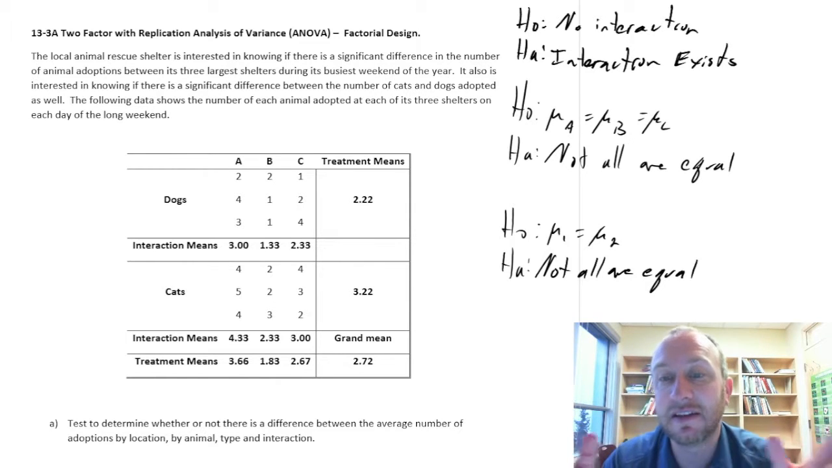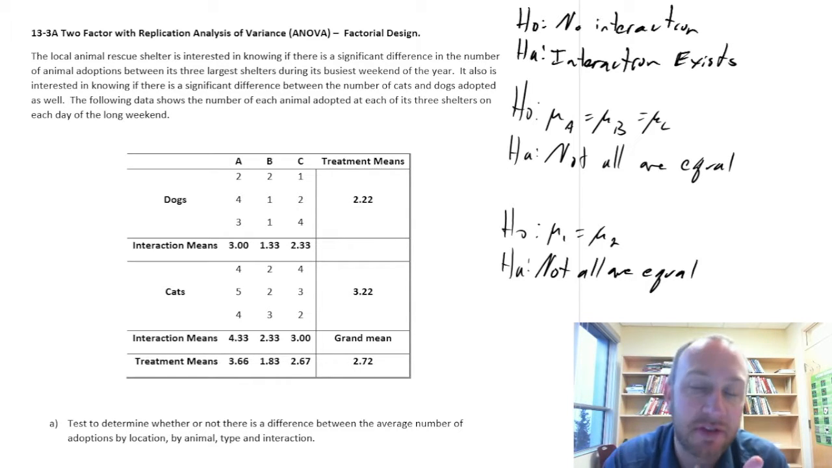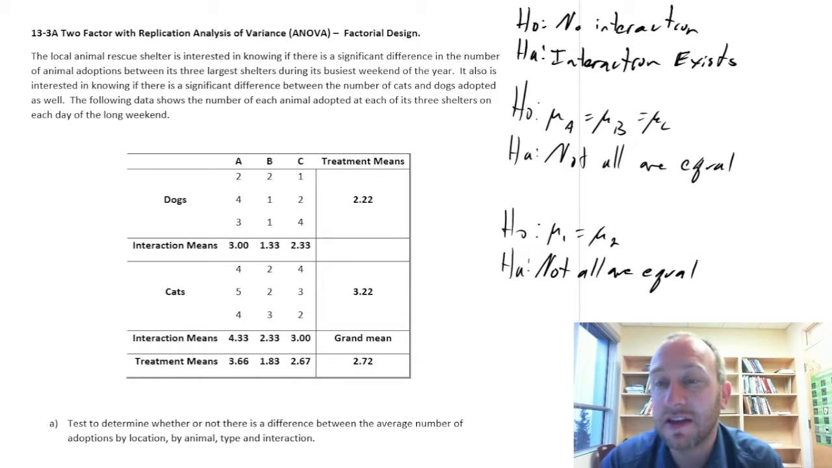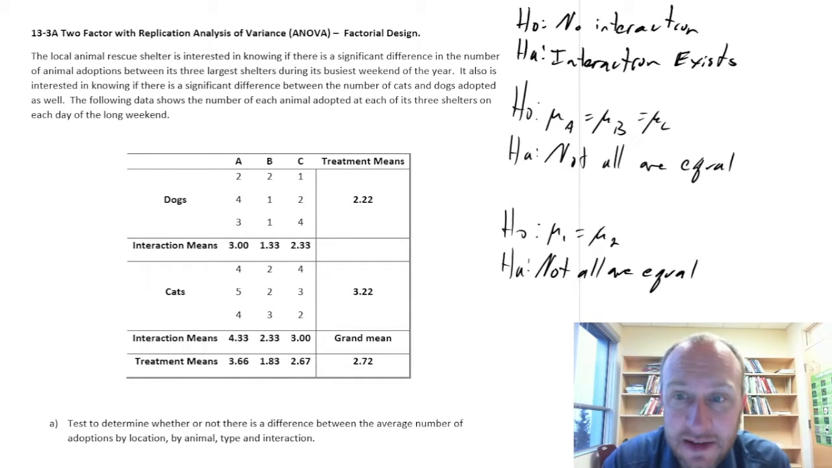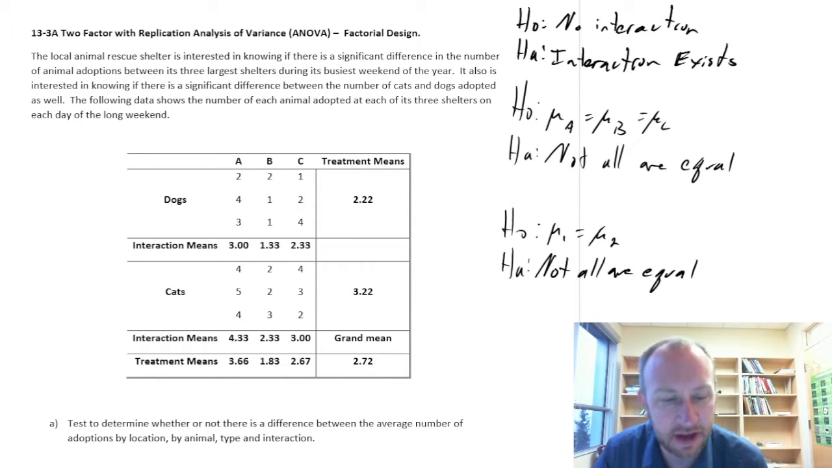So in this design, in this ANOVA, we're going to have these 3 sets of hypotheses. So we'll have 3 F statistics, 3 p-values, and 3 critical values. So we'll have a whole range. We'll have 3 different sets of conclusions now. So let's get into this exercise, and then we'll talk about issues as they arise.